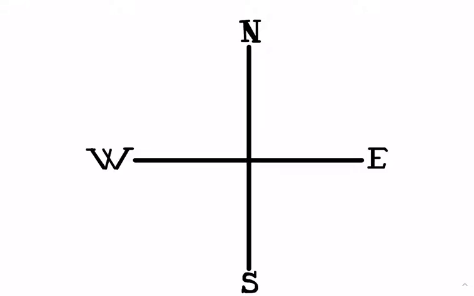Our goal is to be able to describe the direction an object is moving using north, south, west, and east. I have drawn a basic compass here to start our conversation. If an object is moving straight forwards or backwards, or directly to the left or right, we might say the object is moving due north, or due south, or due west, or due east.